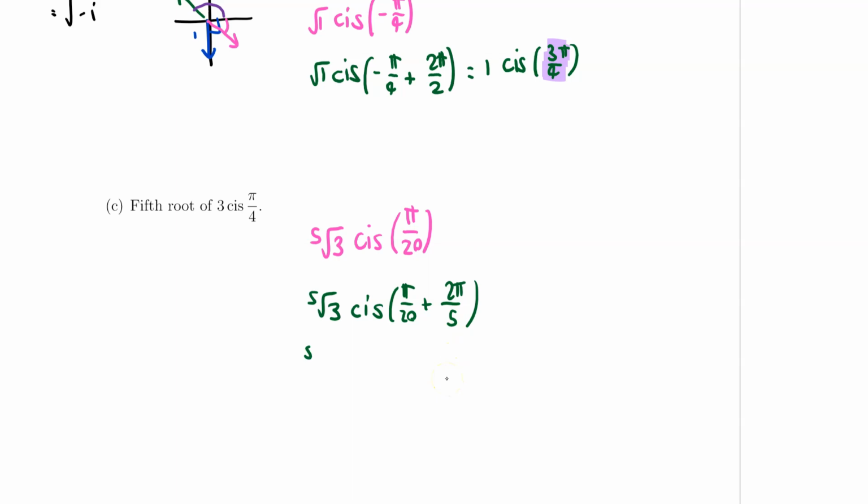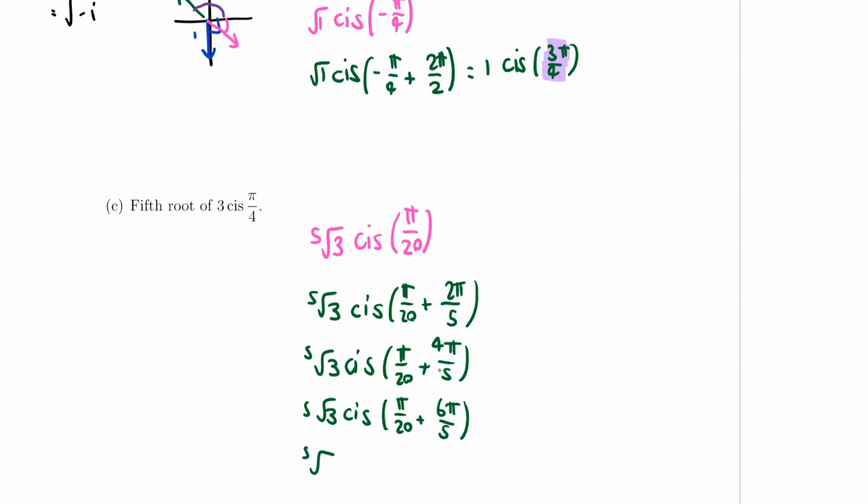So let me just write them out. It's going to be cis of pi over 20 plus 4 pi over 5. And then the next one is going to be, let's see, pi over 20 plus 6 pi over 5. And then the last one is going to be the fifth root of 3 cis of pi over 20 plus 8 pi over 5. So here are all the fifth roots of 3 cis of pi over 4.